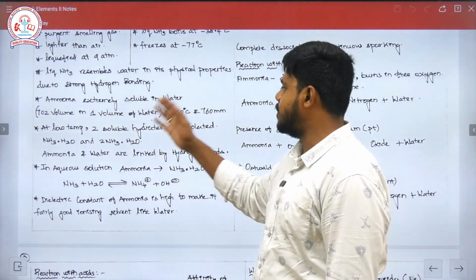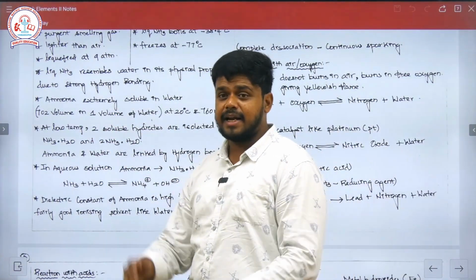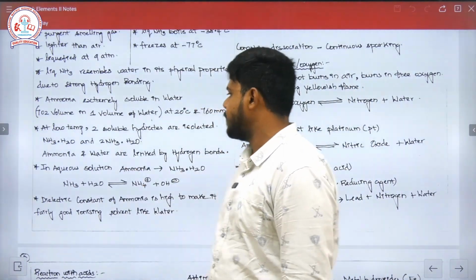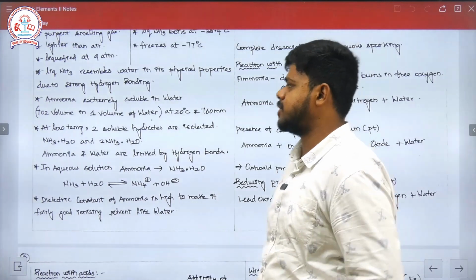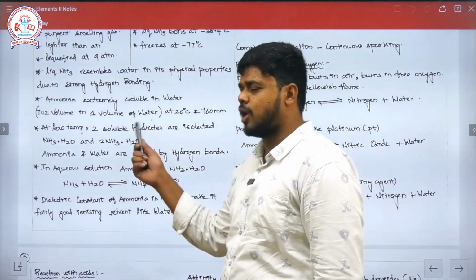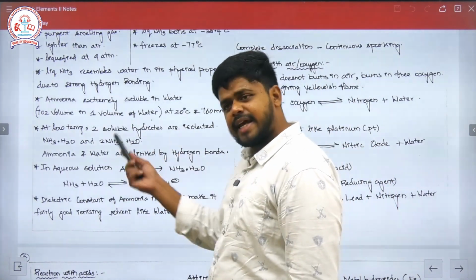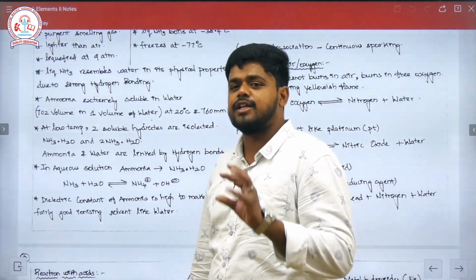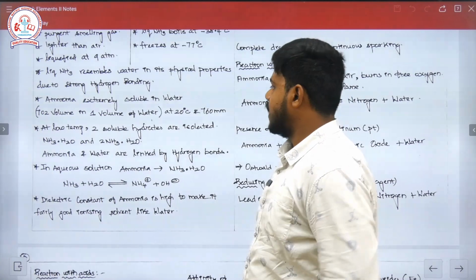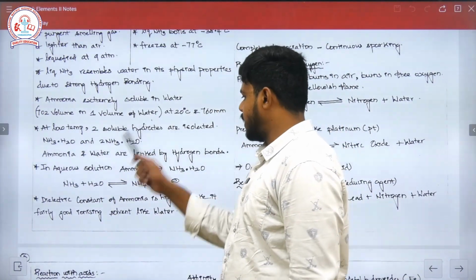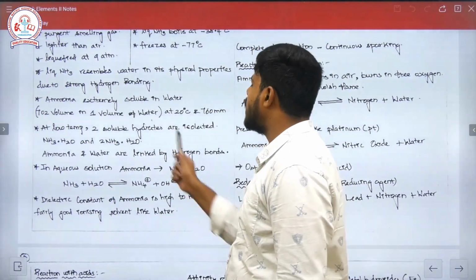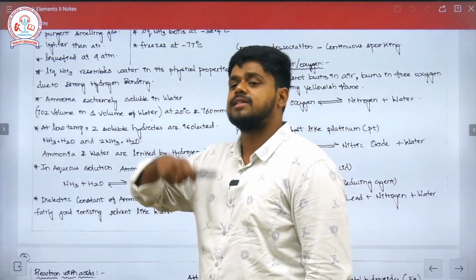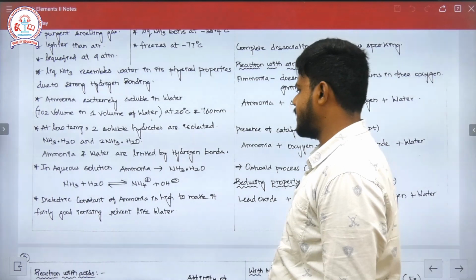702 volumes of ammonia will be dissolved in 1 volume of water, maintained at 20 degrees Celsius and 760 millimeter of mercury pressure. So that is why it is extremely soluble in water. Then when it gets dissolved at a low temperature, it has been isolated in the form of 2 hydrates: one NH3.H2O, the other 2NH3.H2O. These are all soluble hydrates of ammonia when ammonia gets dissolved in water.